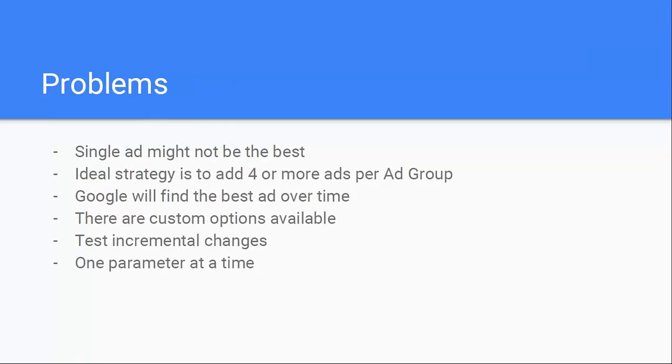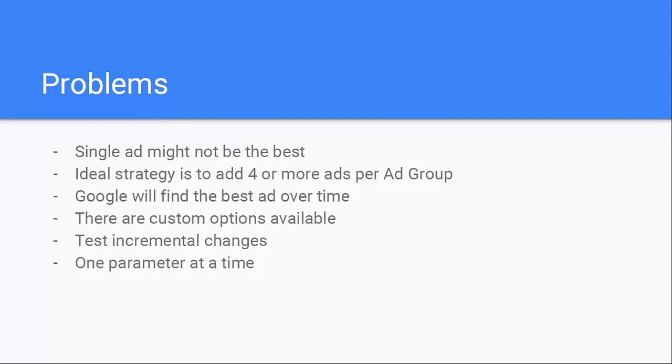Now, what are the problems that this extremely simple setup might have? Usually, a single ad might not be the best option to start with. An ideal strategy is to have at least 4 or more ads per ad group, and let Google figure out the best ad over time. There are custom options available for ad rotation. You can maybe rotate evenly for 90 days. These are advanced options, but I would recommend sticking to the Google strategy of finding the best ad over time.